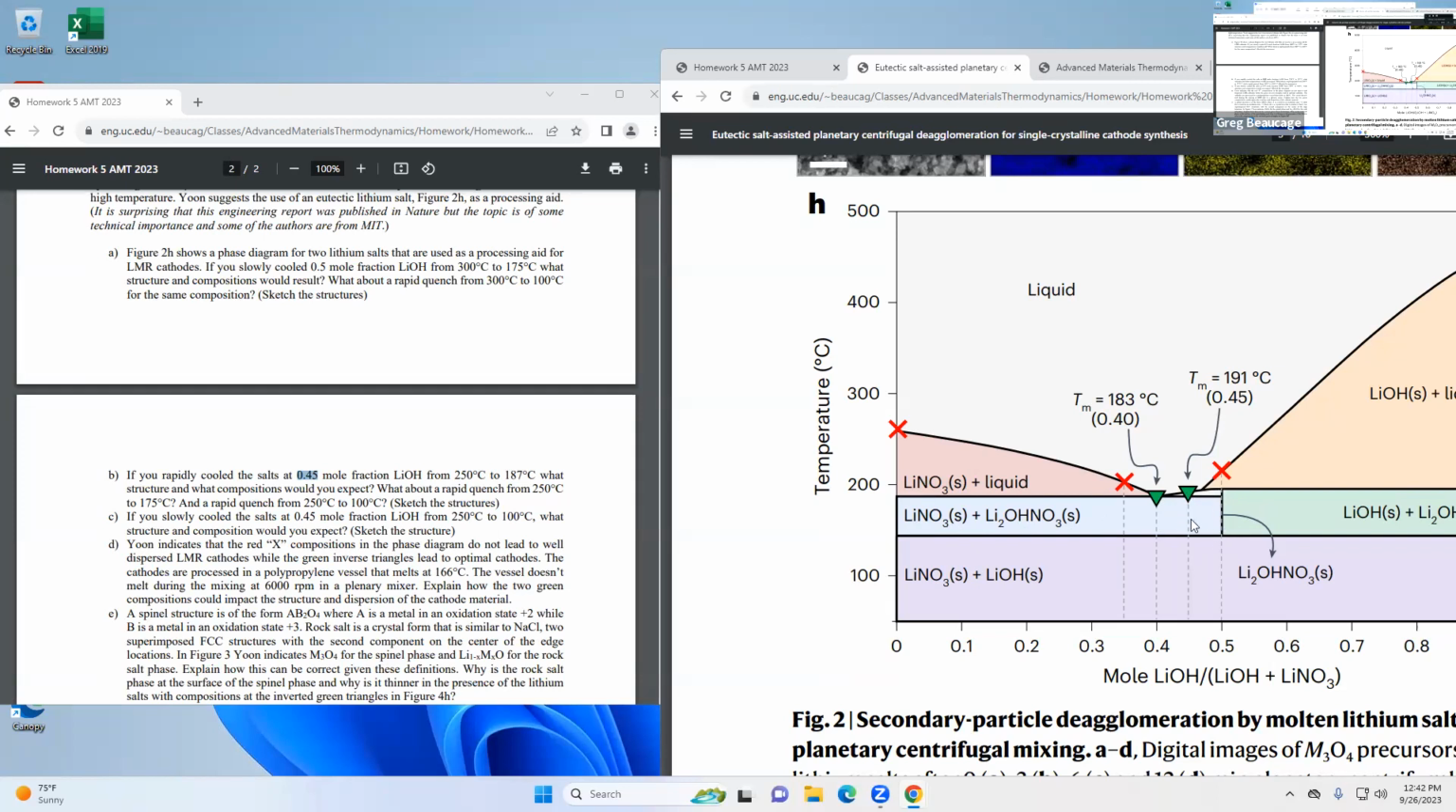If you did a quench of that thing directly down, 250 to 100, rapid, so just a quench from 250 to 100 way down here, and that's just going to be the LiNO3. It's a 55 to 45 split of LiNO3. So 55% LiNO3 and 45% LiOH. So it's a matrix of LiNO3 with the large domains of LiOH, almost 50-50, but the matrix is that one.